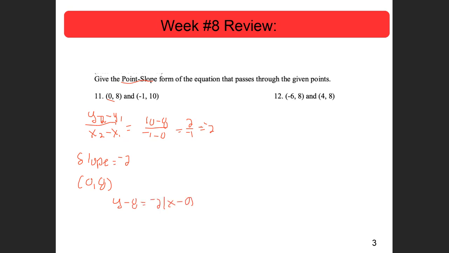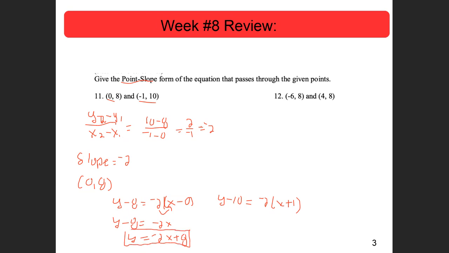Now, some people are going to say, but Ms. Shanklin, that's not the same if you use this point. Sure it is. So if I want y minus 10 is equal to -2 times x plus 1, these formulas are the exact same thing. Now, how do I know that? Well, if you multiply through here, I'd end up with y minus 8 is equal to -2x. Then I add 8 to both sides, so y is equal to -2x plus 8. This would be the equation in slope-intercept form.